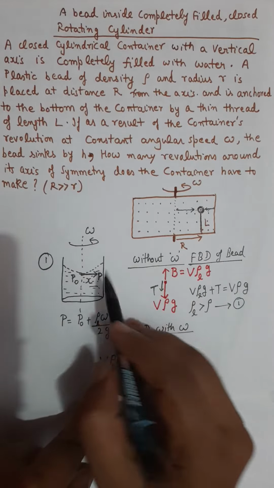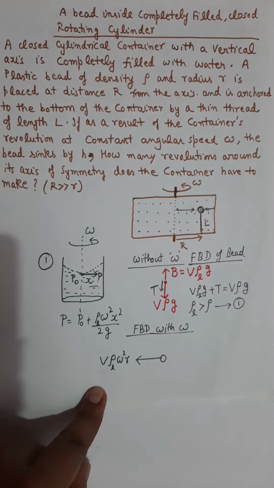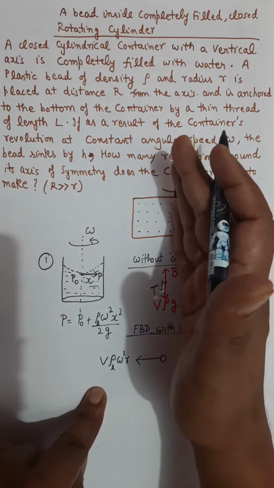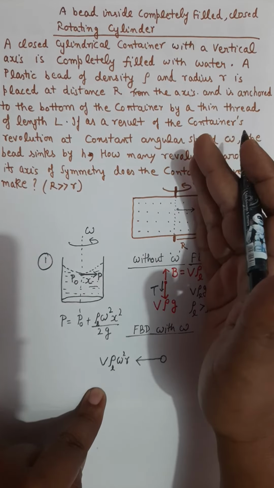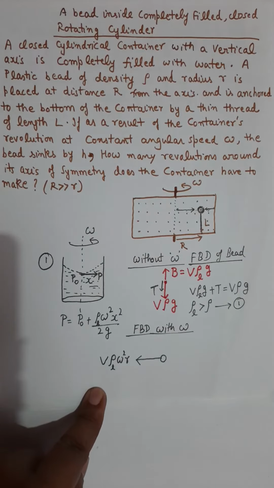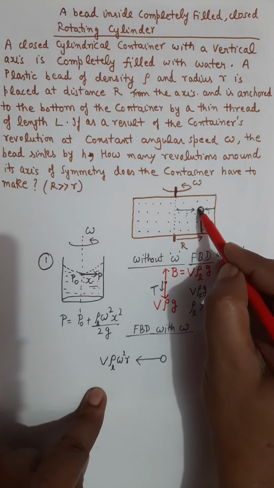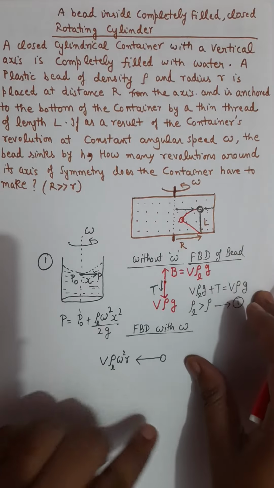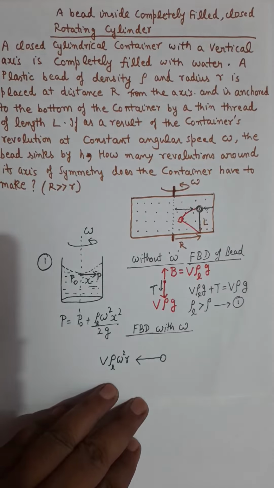Because after rotation, the pressure at two points which are on the same level will not be equal. Away from the axis you will have higher pressure, near the axis you will have lower pressure. So from the higher pressure side, the bead will experience a force to the left side, and that's why the bead will rotate like this and it will sink up to the height of h. That was the question. It will rotate like this, it will sink by the distance h, vertically h.